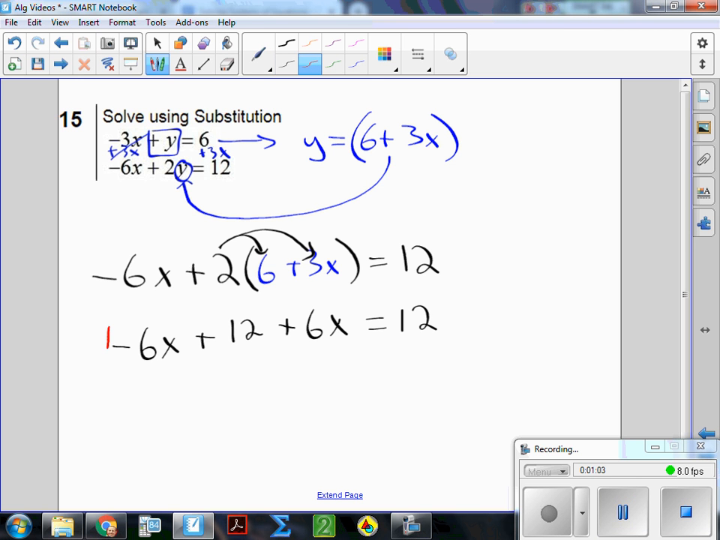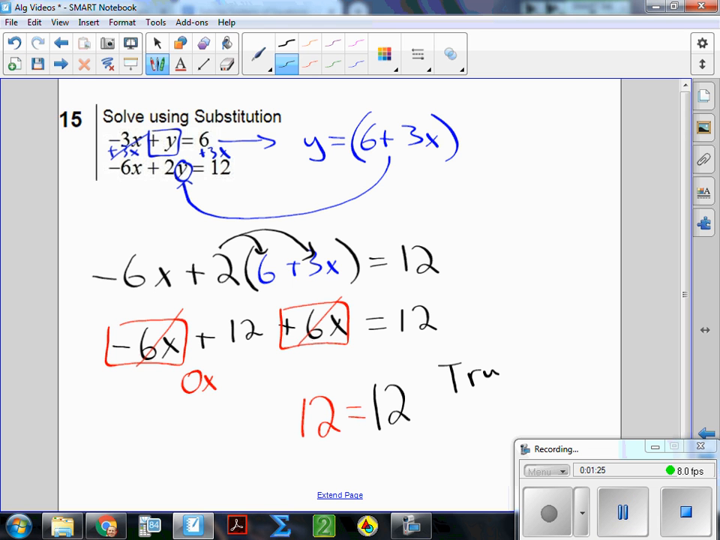If I combine like terms, negative 6x plus 6x, I get 0x. Negative 6 plus 6 is 0. Those are opposites, they cancel each other out. So 0x is 0, plus 12 is just 12. On the right-hand side, I have 12. 12 is always equal to 12. That's a true statement. That means that there are infinite solutions.